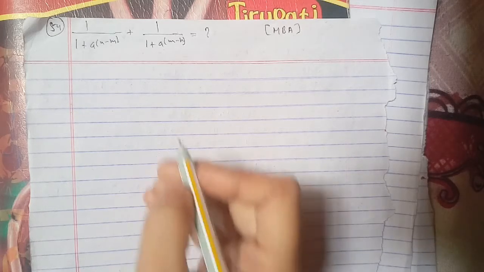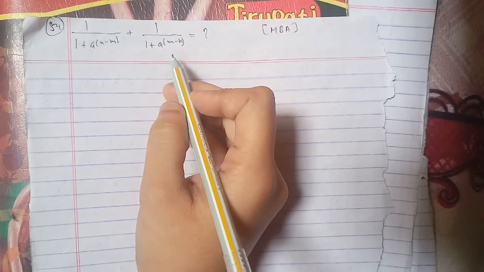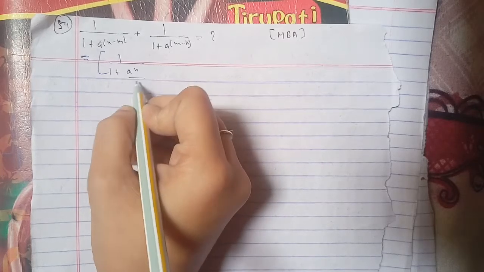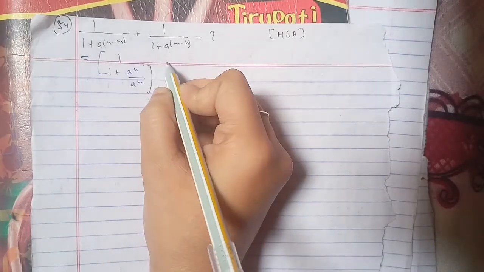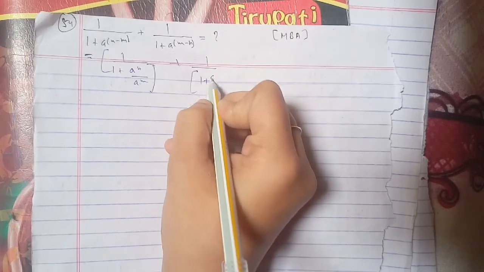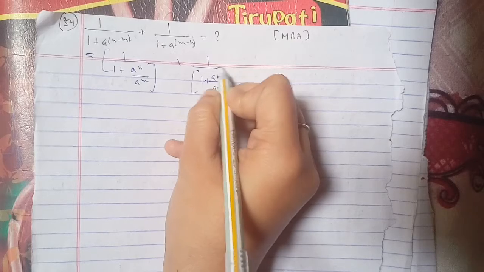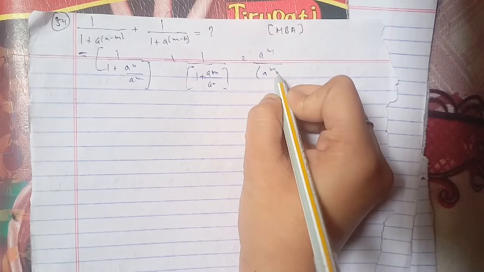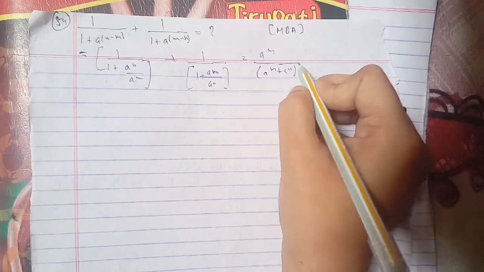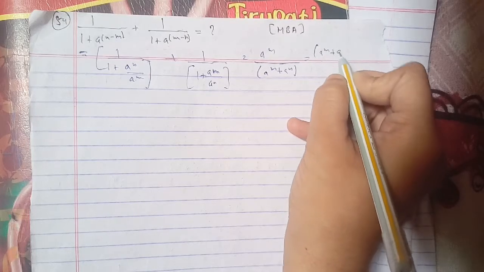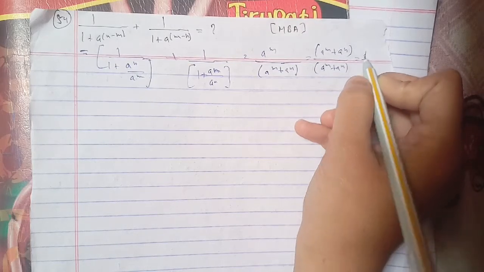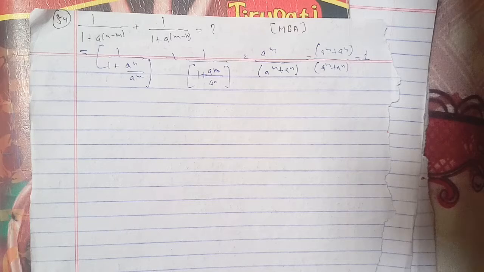So 1 upon 1 plus a power n minus m, plus 1 upon 1 plus a power m minus n, is represented in the form of 1 upon 1 plus a power n upon a power m, plus 1 upon 1 plus a power m upon a power n, which equals a power m upon a power m plus a power n, plus a power n upon a power m plus a power n, which equals a power m plus a power n upon a power m plus a power n, which is 1. So the answer is 1, and that is the right answer for this question.